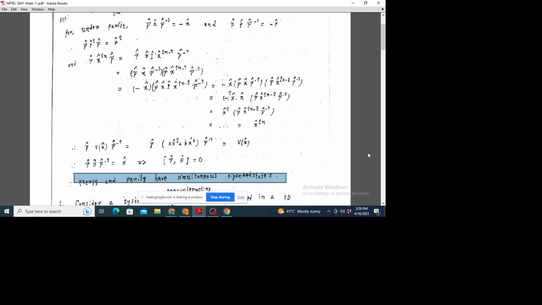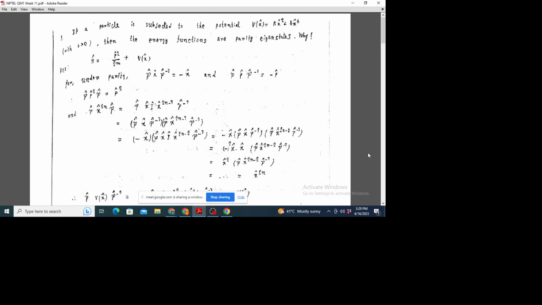So that is why the energy wave functions will have some definite parity. So they will be either parity even or parity odd. So we know that from our discussion of simple harmonic oscillator there also. So psi n, the wave functions are characterized by the quantum number n. We know that for n odd the wave function is an odd function of x, and for n even the wave functions are even function of x.